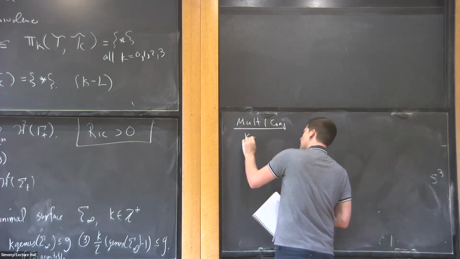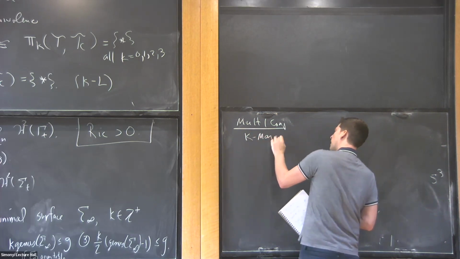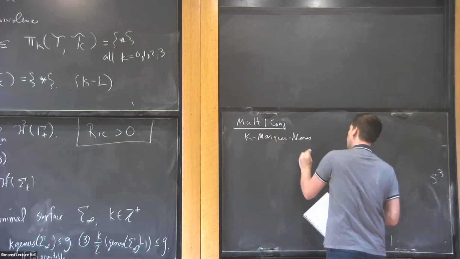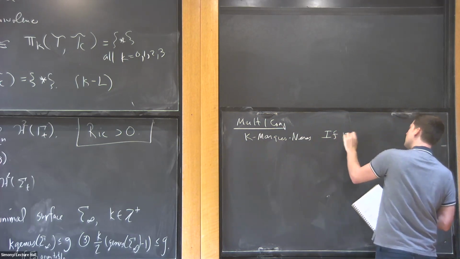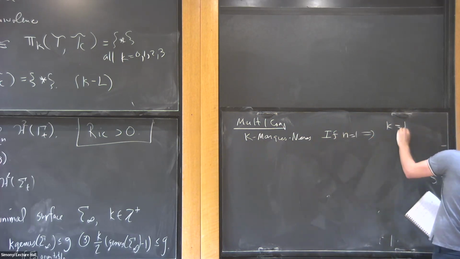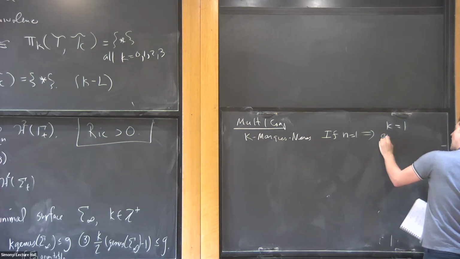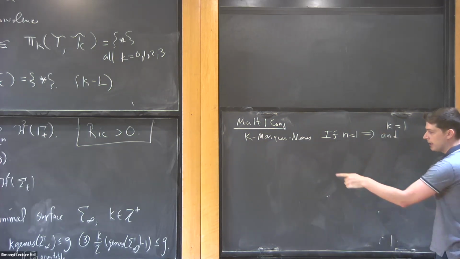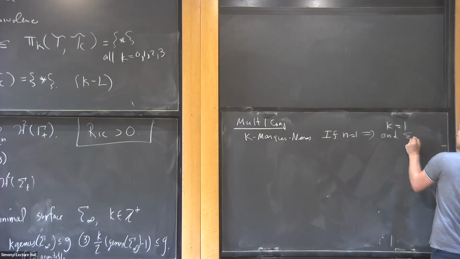So a long time ago with Marques and Neves, we proved that if you have one parameter, so if n is equal to 1, then actually the multiplicity that you get is always equal to 1. And in fact, the limit is orientable, and sigma infinity is orientable.